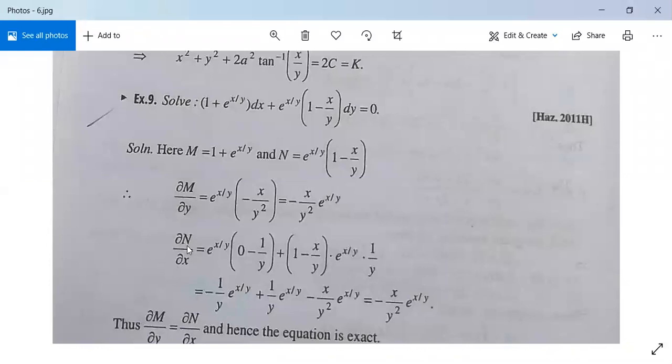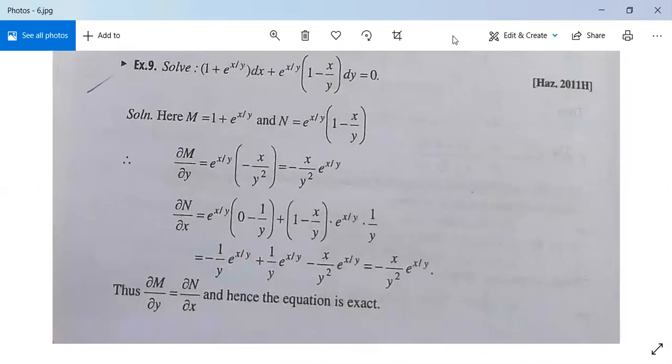And now take partial differentiation of N with respect to x. So it will be e to the power x upon y into 0 minus 1 by y, plus (1 minus x by y) into e to the power x upon y into differentiation of x upon y, which is 1 by y. So it is equal to minus 1 upon y e to the power x by y plus 1 upon y e to the power x upon y minus x by y square e to the power x upon y. So it is minus x upon y square e to the power x upon y. This is the same value as partial differentiation with respect to y. So the given differential equation is exact.